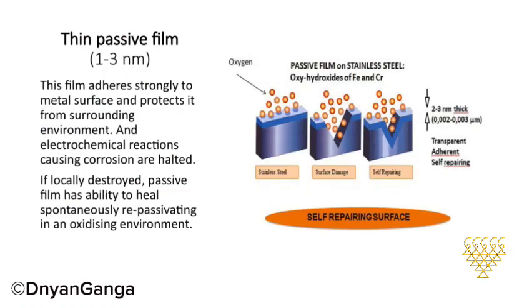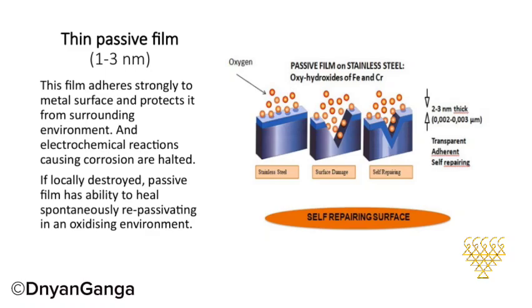This slide highlights an important aspect of corrosion protection. Essentially, the passive film acts like a protective shield on the metal surface. It strongly adheres to the metal and serves as a barrier against the surrounding environment, preventing harmful elements from reaching the metal itself. This is crucial because it stops the electrochemical reactions that cause corrosion from taking place.